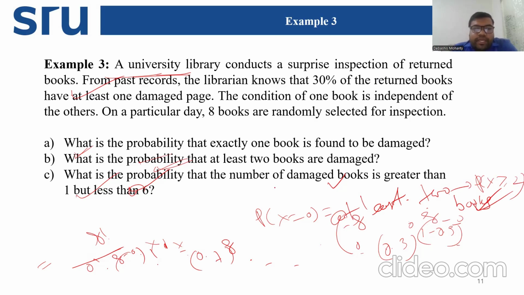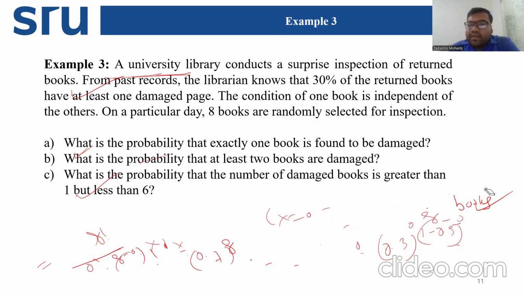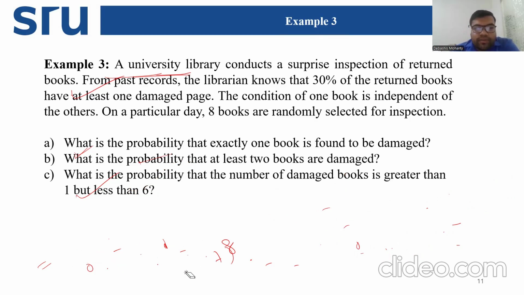That is a very important question. What is the probability that the number of damaged books is greater than 1 but less than 6? This question is a little bit interesting because between two values, we need to find the probability using the binomial distribution. So we need to find the probability of 1 less than x less than 6.